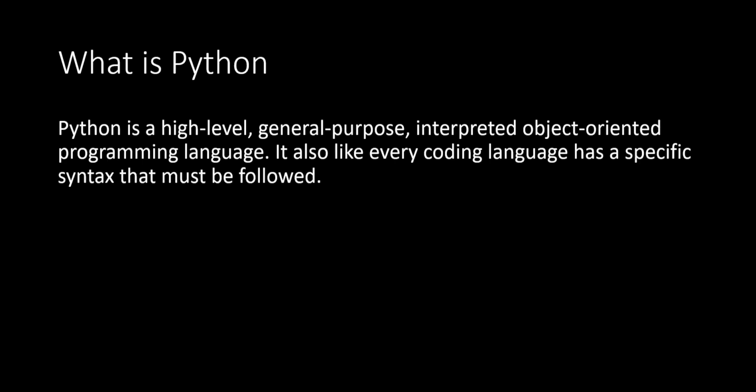So, first of all, just what is Python? Python is a high-level, general-purpose, interpreted, object-oriented programming language. Python, like every coding language, has a very specific syntax that must be followed. And we're going to go over these syntaxes and what they mean and how they're used.